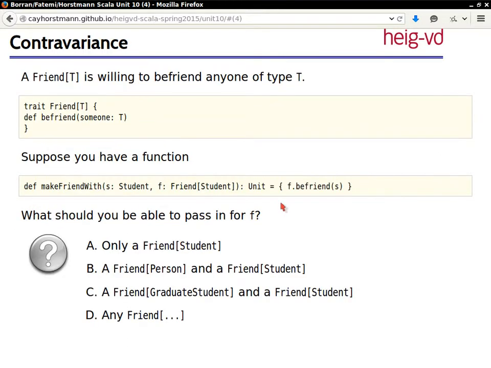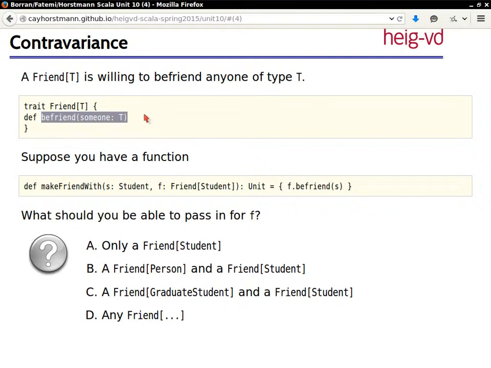Now, that does raise the issue, when you're going to put a plus, can you also put a minus? Let's see where this would make sense. So here I have a trait. And this is a friend of T's. So someone could be a friend of people, a friend of students, a friend of cats. And so there's one method. Someone is a friend of T if he is willing to befriend someone of type T.